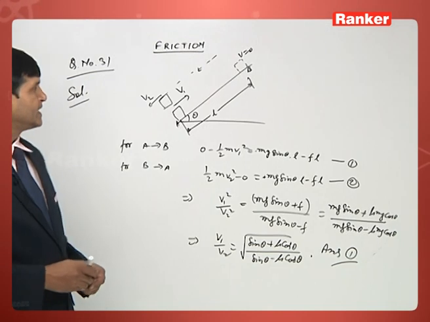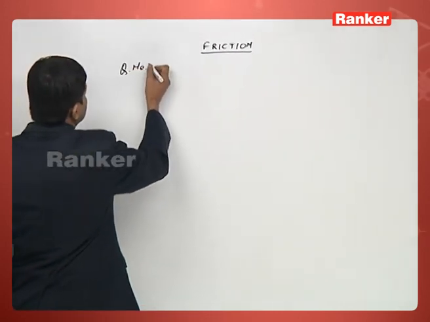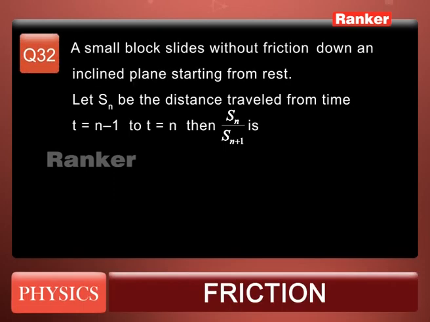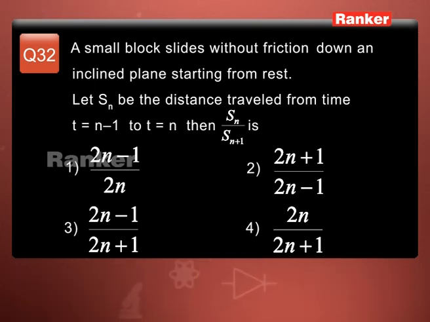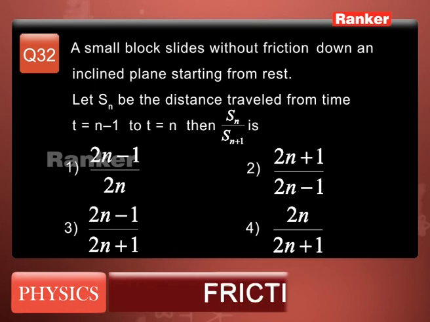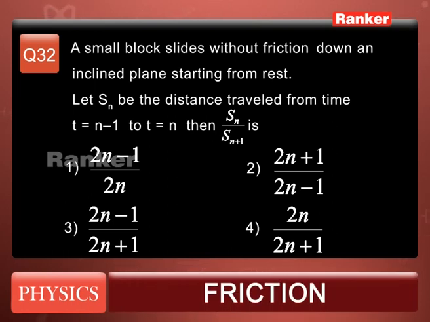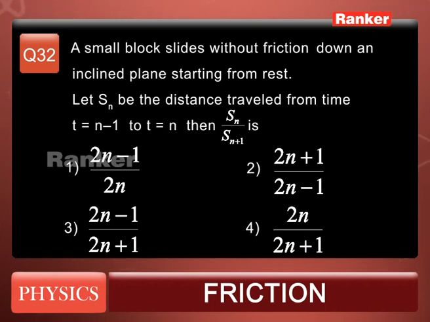And now come to the next problem, problem number 32. Now see question number 32. It is given a small block slides without friction down an inclined plane starting from rest. Let Sn be the distance traveled from time t equal to n minus 1 to t equal to n. Then Sn by Sn plus 1 we have to calculate. There are 4 options given here.